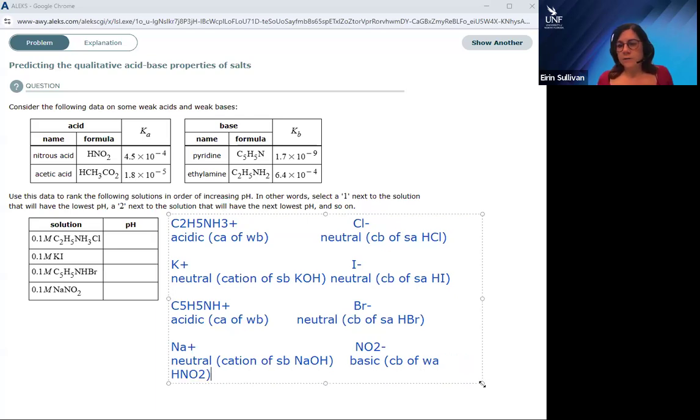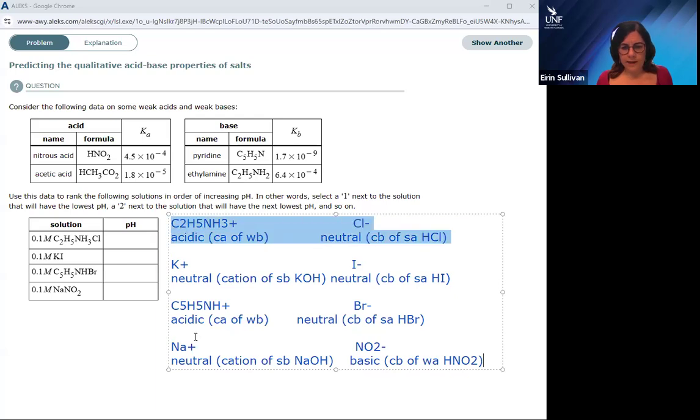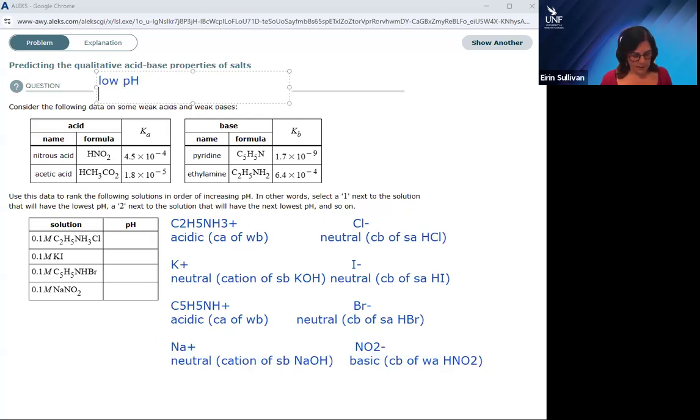Okay, so now we have to rank them in order of increasing pH. So obviously the lowest pH is going to be the most acidic and the highest pH is going to be the most basic. So we've got one salt that is acidic here and another salt that is acidic here. So we're going to have to decide which one is the most acidic. So right now, we can definitely say that the highest pH is going to be this NaNO2, right? So low pH is obviously going to be most acidic.